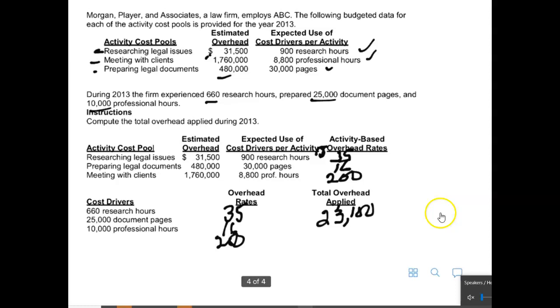25,000 documents times 16 would be 400,000. And 200 times 10,000 would be 2 million. So that would be the overhead applied. And if you total that, you get 2,423,100 of indirect costs would have been applied to those different activities.